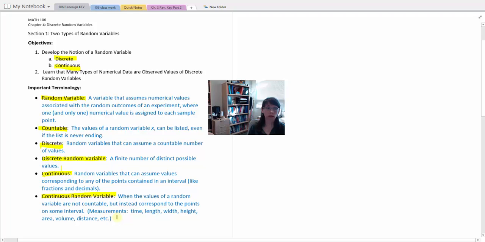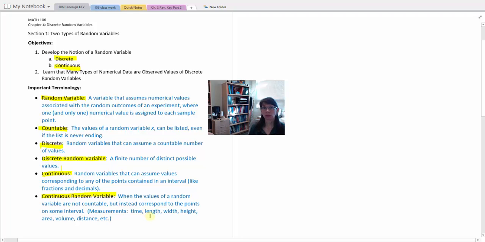All of these measurements are included with continuous random variables, because something like time is not always measured in whole hours. It includes half hours, quarters of an hour, minutes, seconds, milliseconds. So those are all of the measurements in between the interval of 1 hour to 2 hours to 3 hours. So time, and also length, width, height. It's not just feet or meters, it's all of the increments that are between those integers associated with whole amounts.